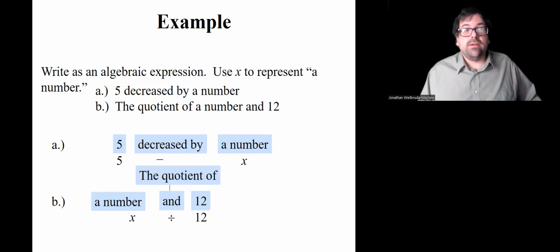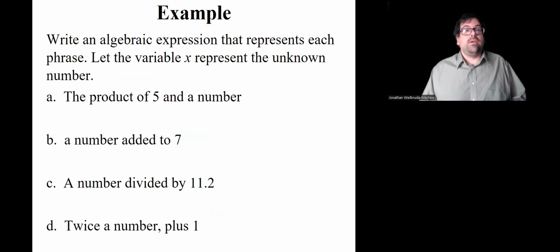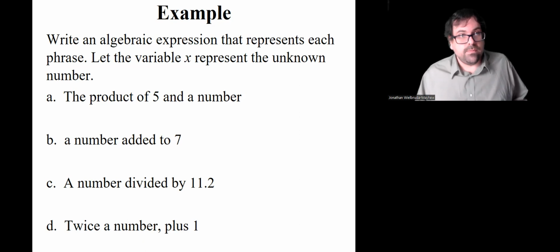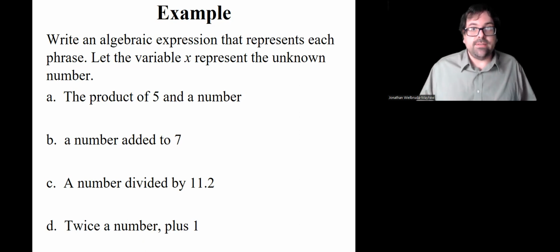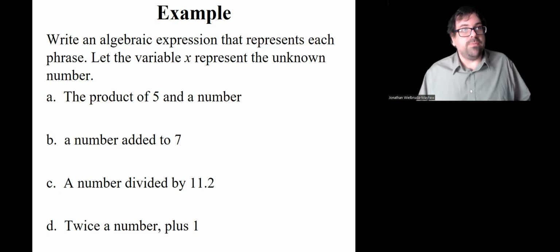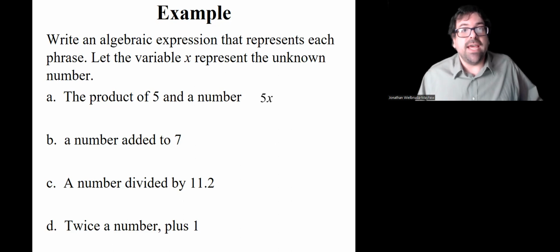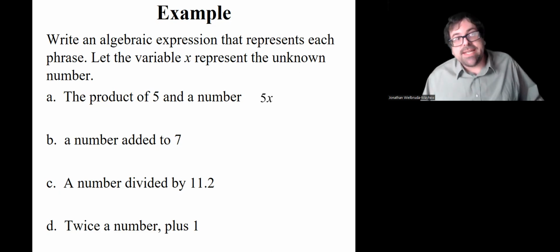We can also write division using a fraction bar. So x divided by 12 could also be x over 12. Remember, fraction bars are just division. You want to try some? Go ahead and try these. Or just follow along with me. Here I go. The product of 5 and a number is 5 times x, 5x. Product means multiplication. A number added to 7.